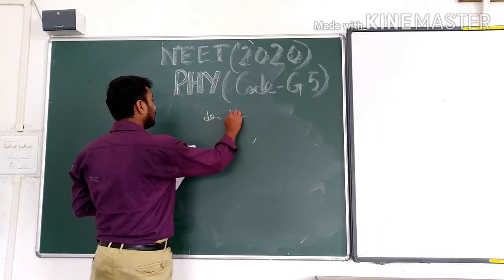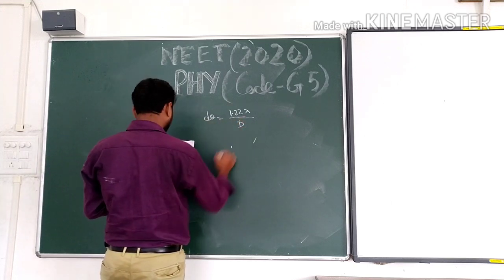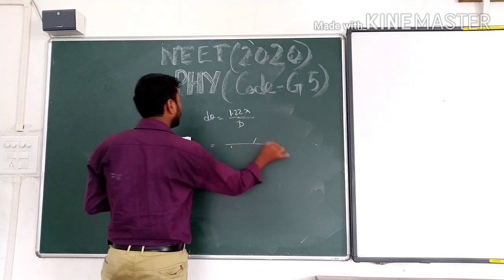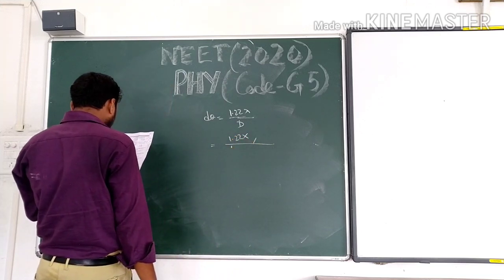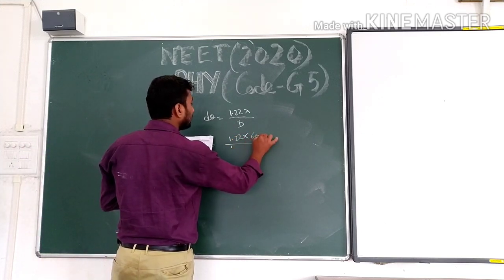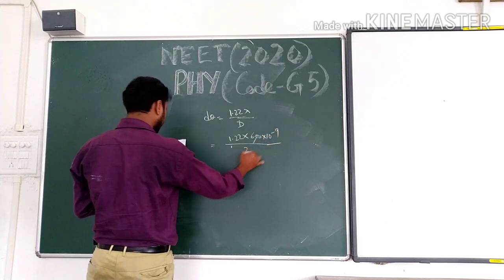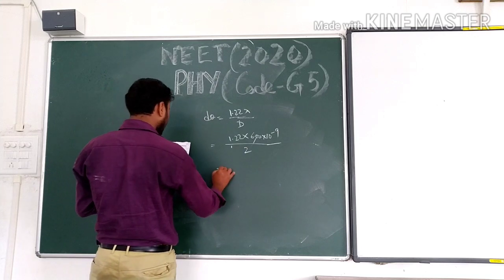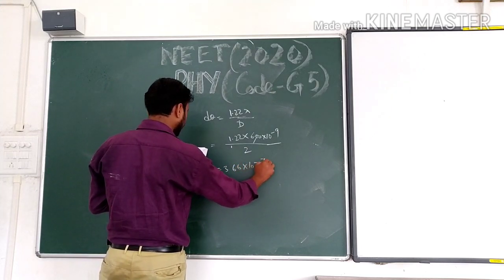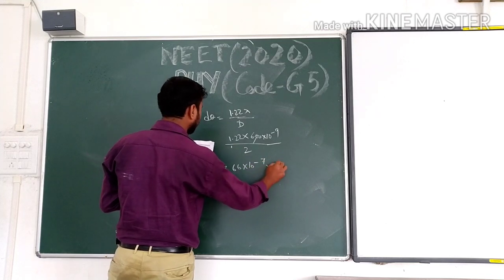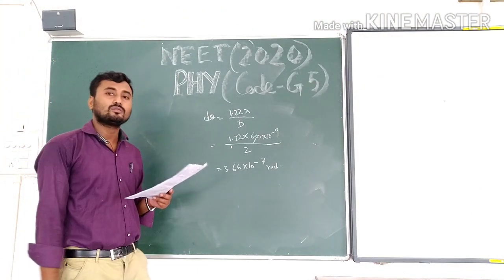Theta is equal to 1.22 lambda by d. Here, wavelength is 600 nanometer, so 600 into 10 to the minus 9. Diameter will be 2 meters. So it will be 3.66 into 10 to the power minus 7. Option 4 is correct.